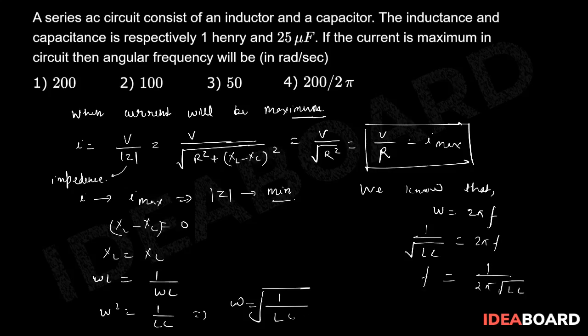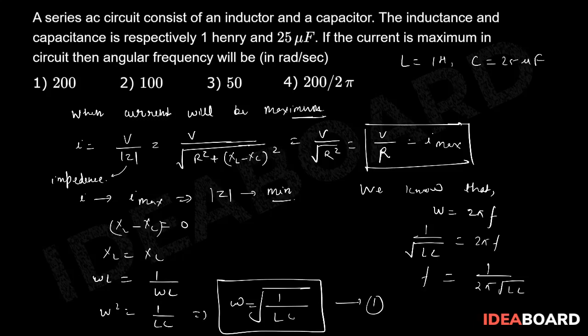Now look at the question. They are asking angular frequency. So angular frequency will be only 1 upon under root of LC. So equation number 1. Now what is given in the question? The inductance and capacitance. So inductance L is equal to 1 Henry and C is equal to 25 microfarad, which can be written as 25 into 10 to the power minus 6 farad. Okay.